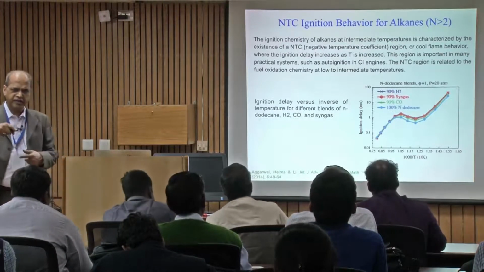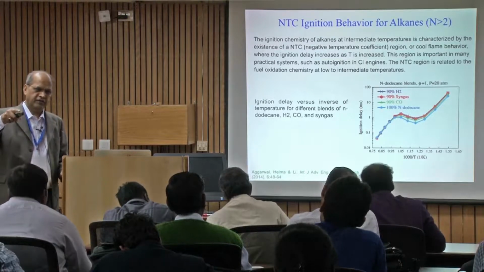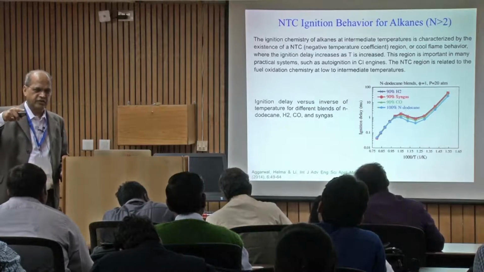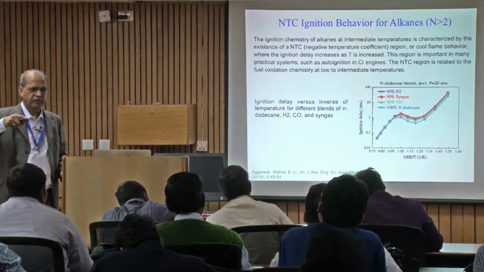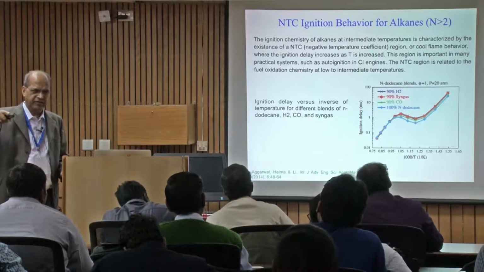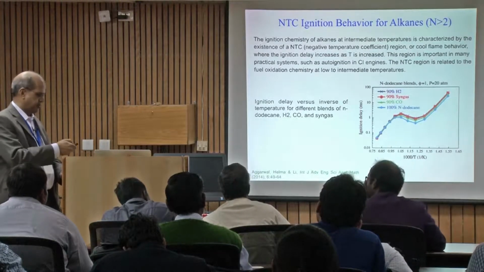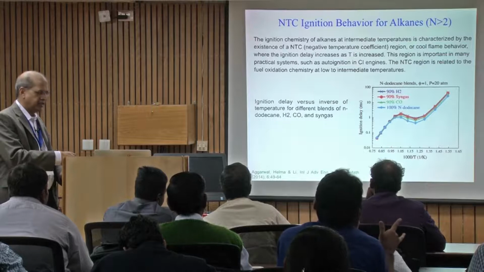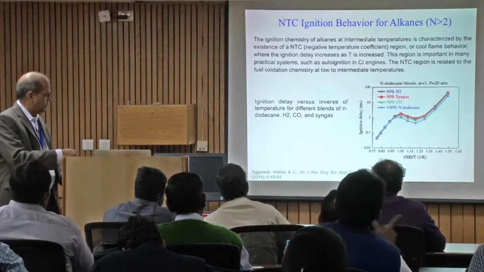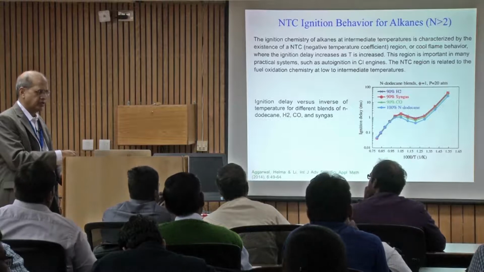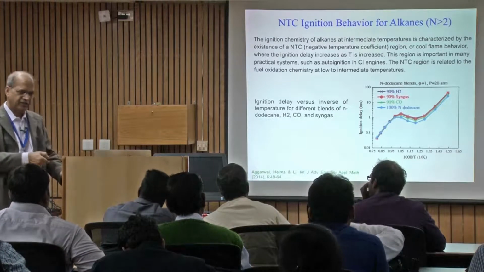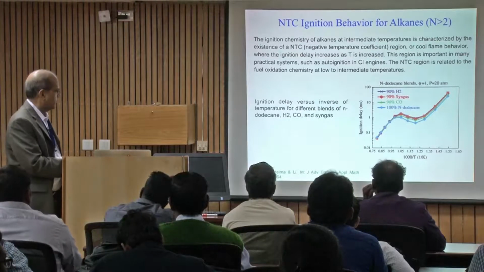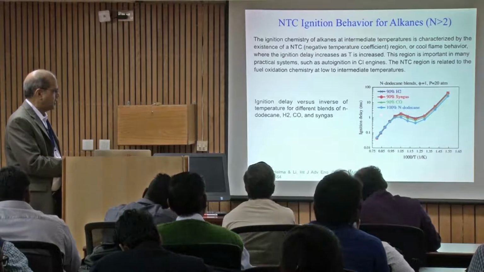Typically, ignition delay increases as temperature decreases, since the plot is in 1 over T. But there is a region where the ignition delay actually decreases as you decrease the temperature. It ignites faster at a lower temperature, which is against intuition, right? So this is a totally kinetically controlled phenomenon.